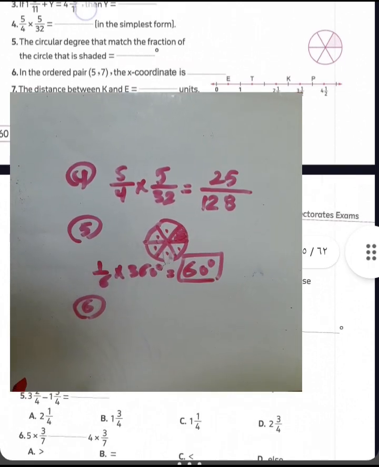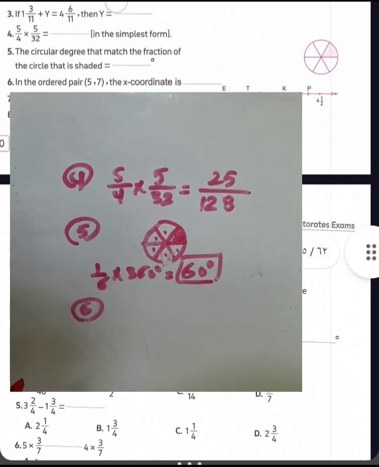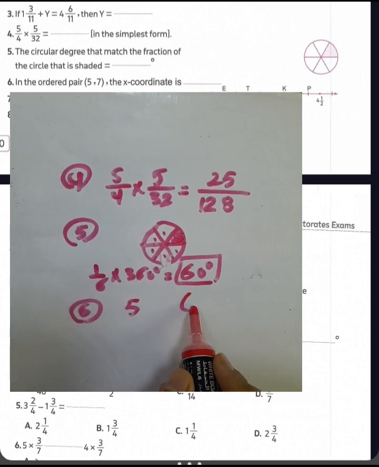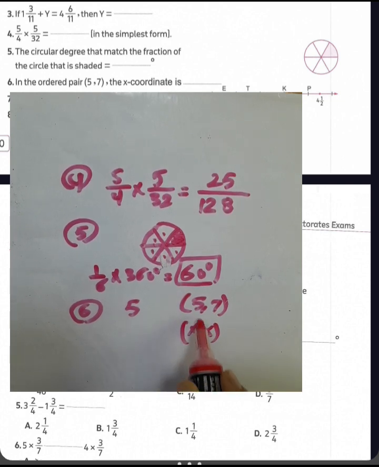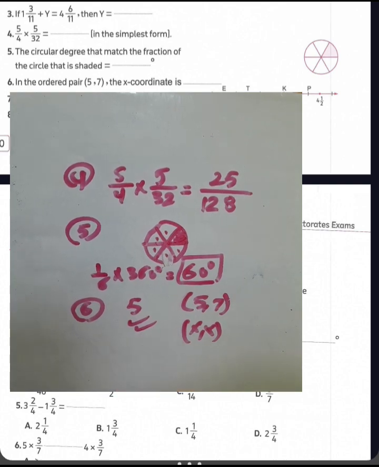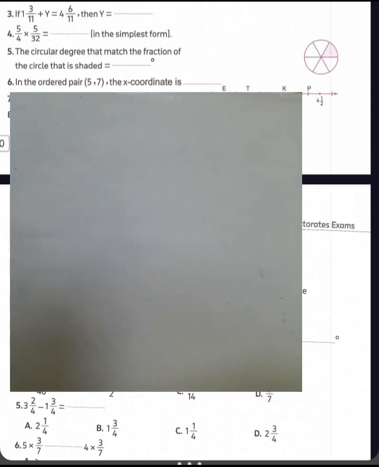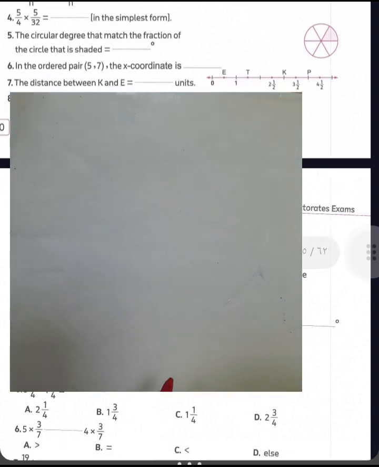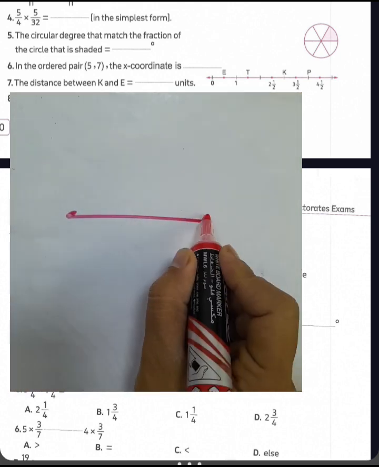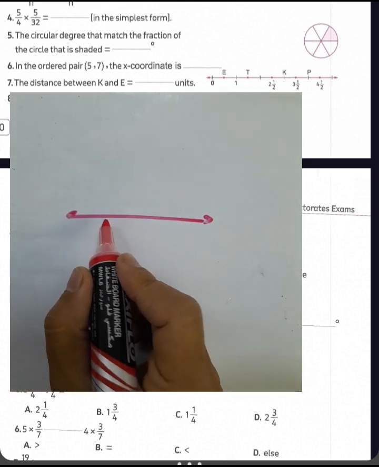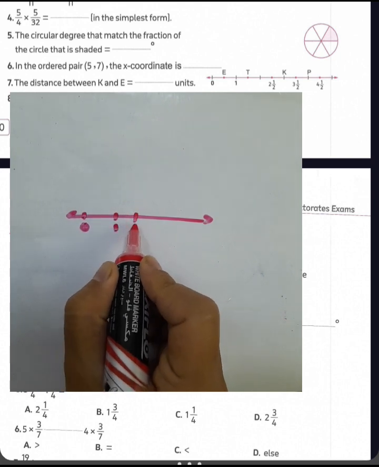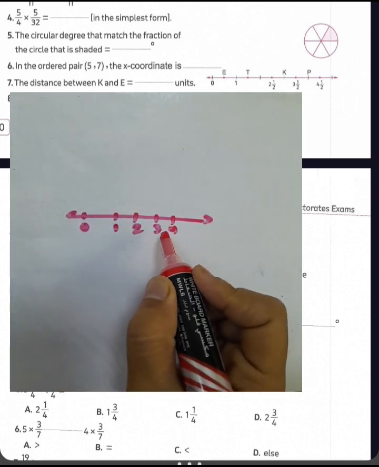Question number 6. In the ordered pair (5, 7), the x coordinate will be 5. Again, we have 5 and 7, x and y. The x coordinate here is 5, and the y coordinate will be 7. Then the result here will be 5. We call it the x coordinate, the first projection of this ordered pair. Question number 7. The distance between K and E equals blank units. We have points K and E. We have 0, 1, 2, 3, 4.